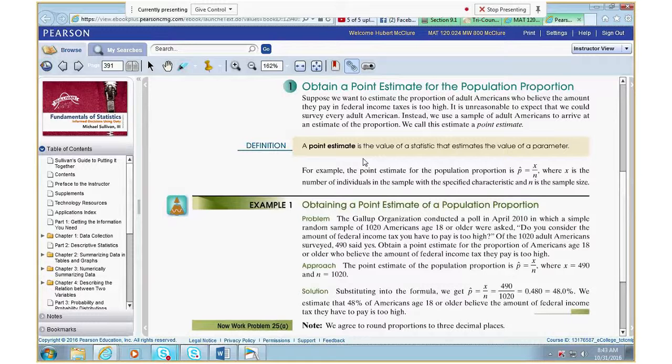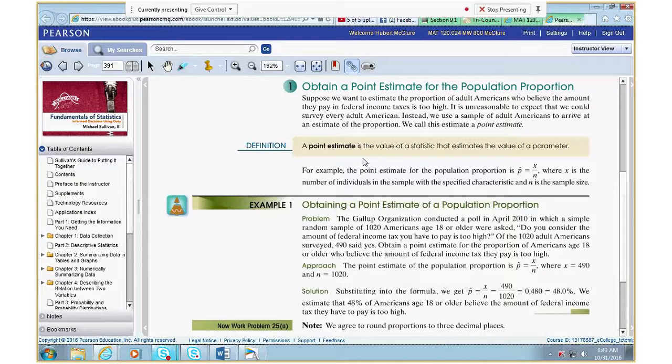So, a point estimate is the value of a statistic that estimates the value of a parameter. The point estimate for this section will be p hat, which means a ratio or a proportion. P hat, P with a little caret symbol on top of it. P hat is equal to x over n. There's 30 students in here and 17 of them are female. Then the p hat would be 17 over 30.